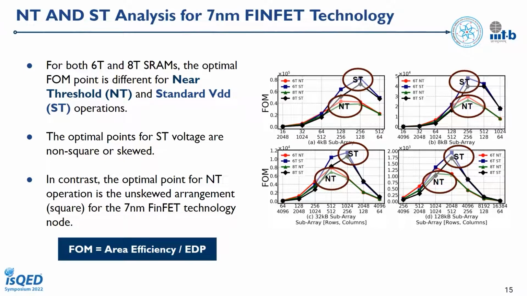The optimal point for ST voltage is skewed. In contrast, the optimal point of NT operation is unskewed arrangement or the square arrangement for 7 nanometer FinFET technology node.